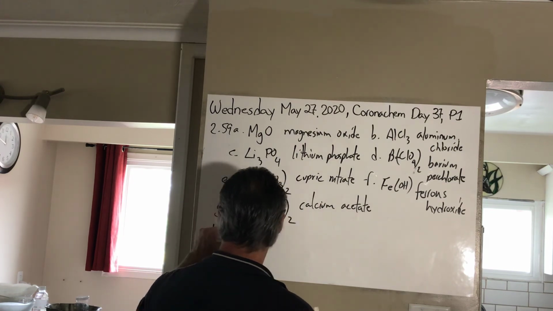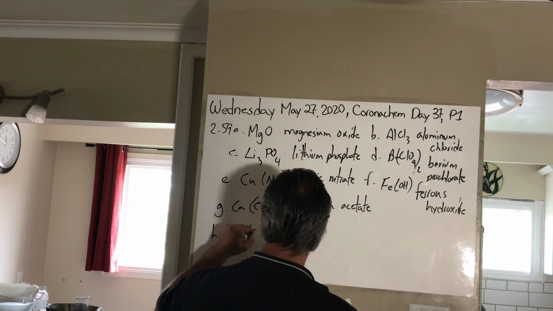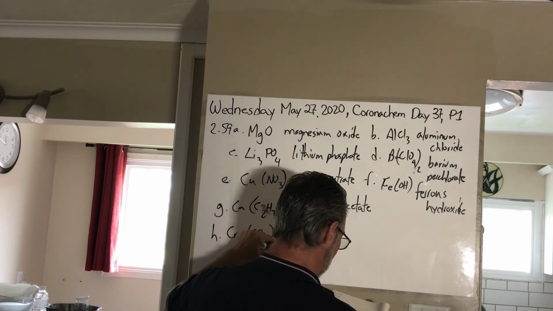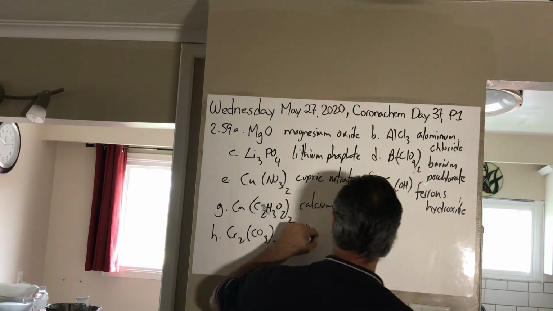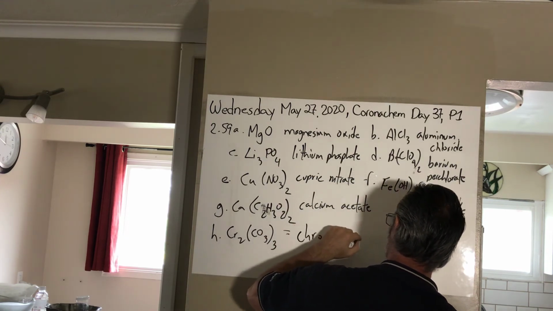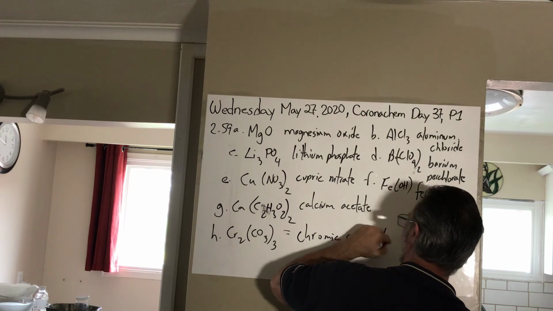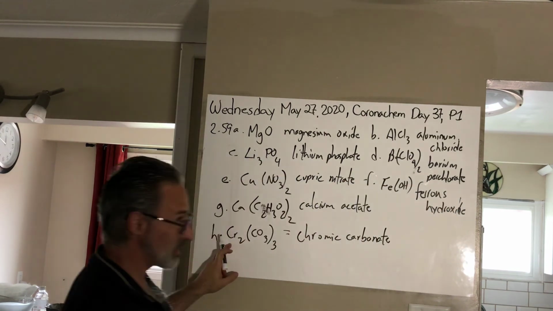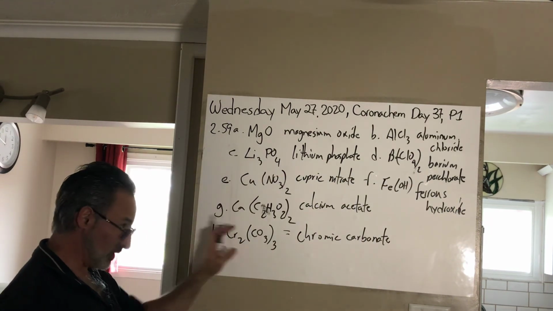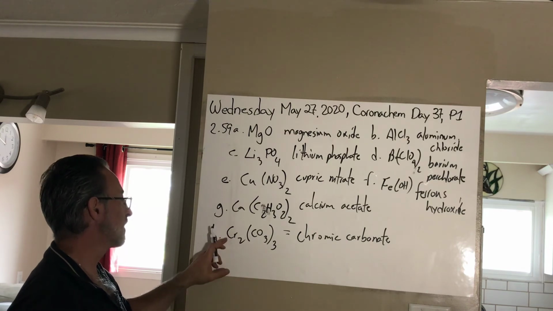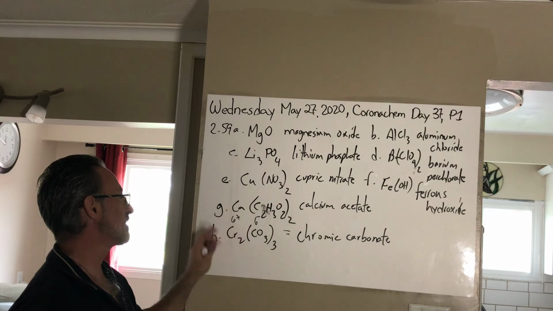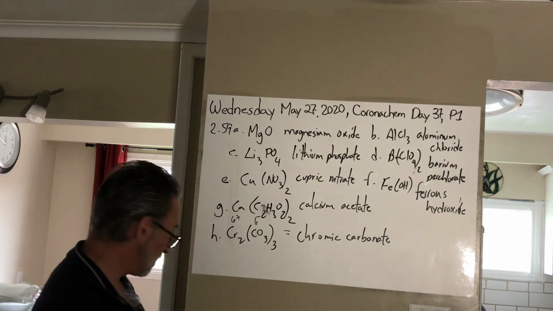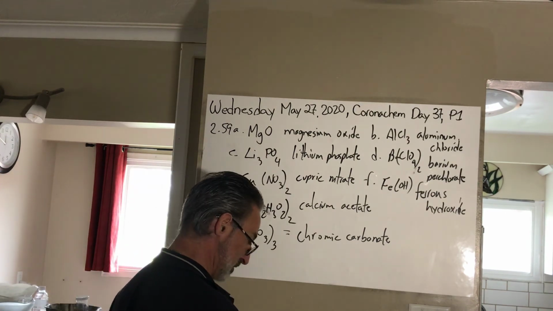H is Cr2 with CO3 taken 3 times. So it's chromic carbonate. Carbonate has a -2 charge, chromic has a +3 charge. They have to equal out, so 2 chromics gives you +6, and 3 carbonates gives you -6, and that's going to balance out. And when you make your ionic compound, obviously it has to balance out.